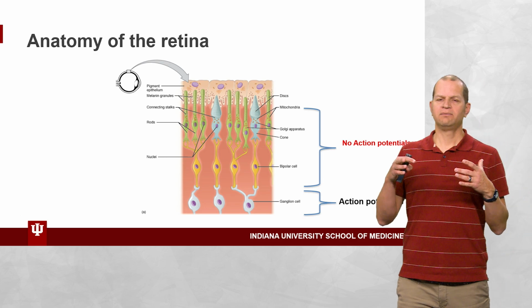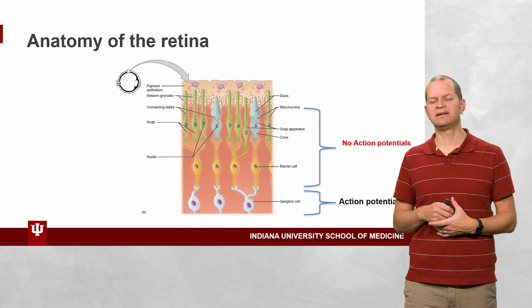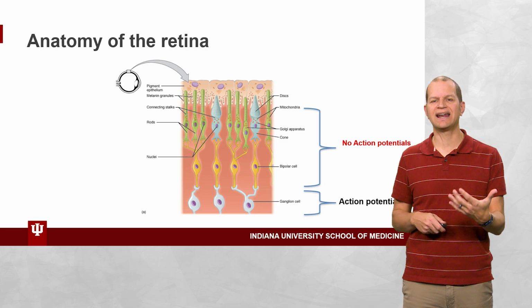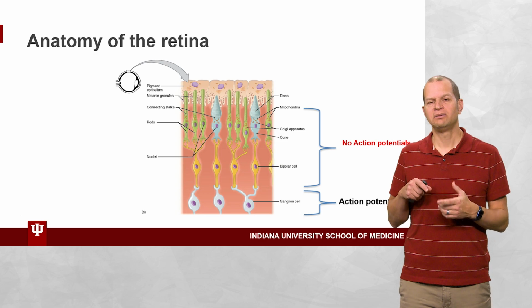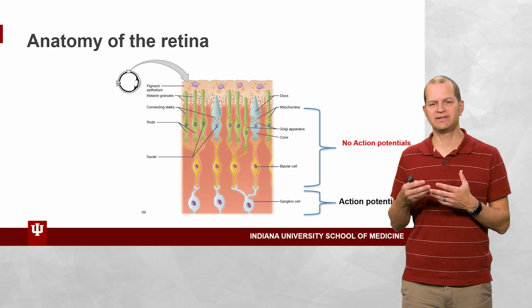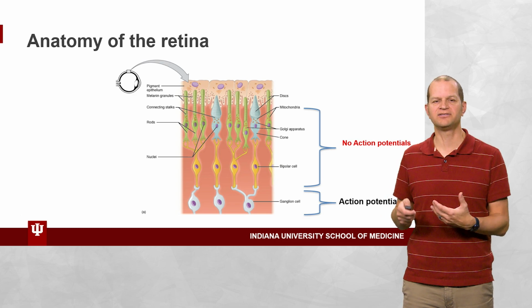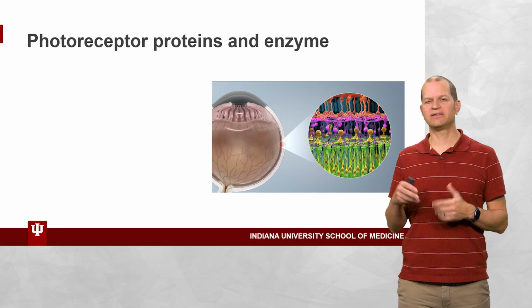And so, just a reminder, when it comes to sensory receptors, most sensory receptors do not have action potentials. Instead, they have graded potentials. Photoreceptors and bipolar cells don't have action potentials, but ganglion cells do. Okay, and so let's get into these photoreceptors.